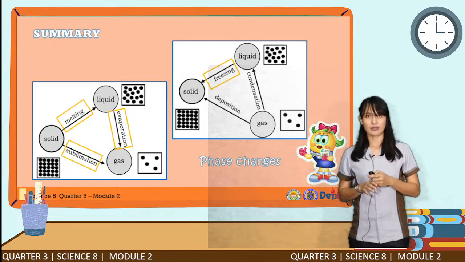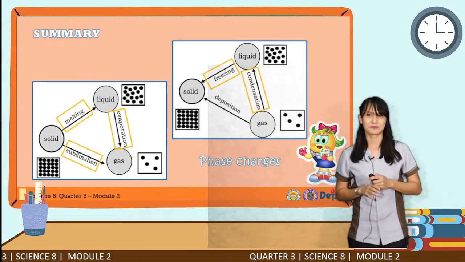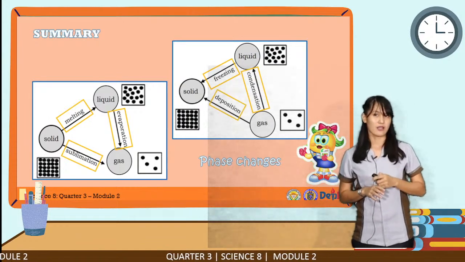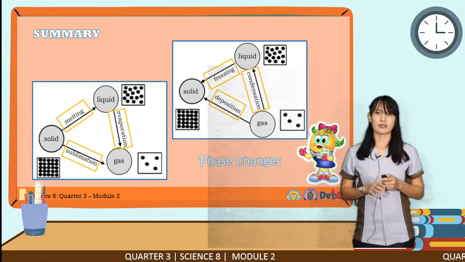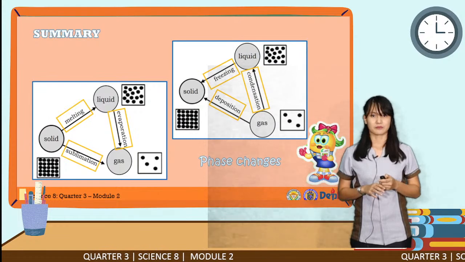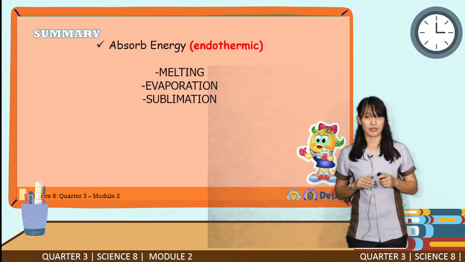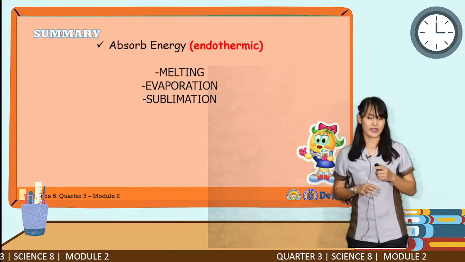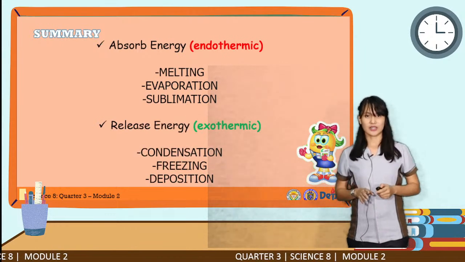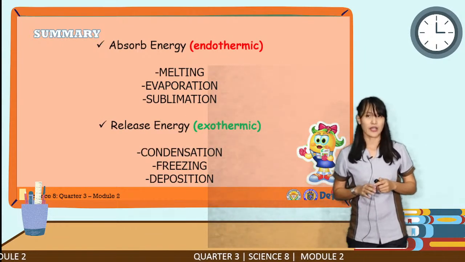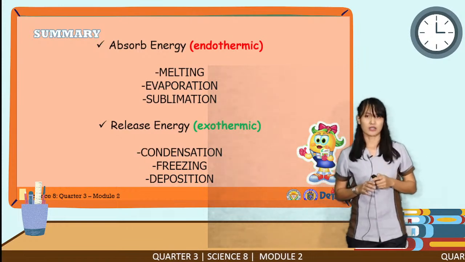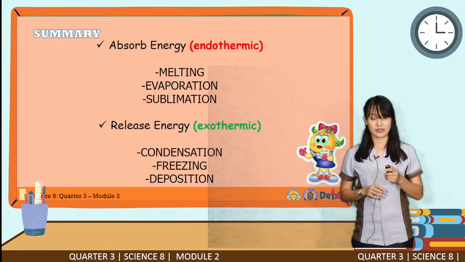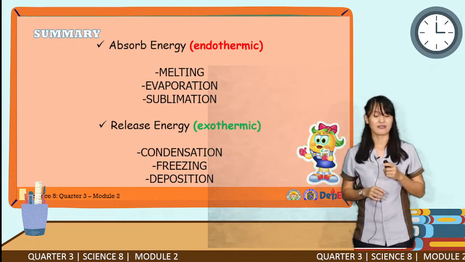Freezing, change of state from liquid to solid. Condensation, change of state from gas to liquid. And the last one, we have the deposition, change of state from gas to solid. The phase changes that absorb energy, or what we call endothermic, are melting, evaporation, and sublimation. While the phase changes that release energy, or what we call exothermic, are condensation, freezing, and deposition. Take note that all of those are physical processes and not chemical reactions.